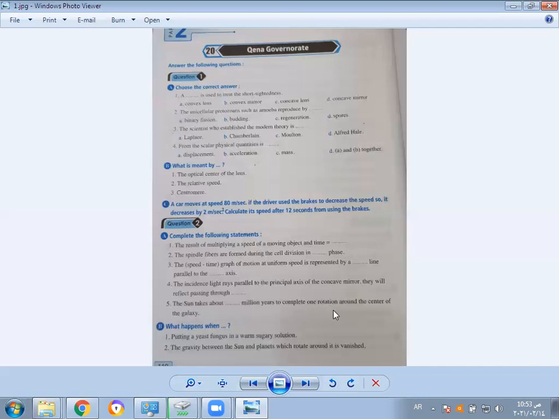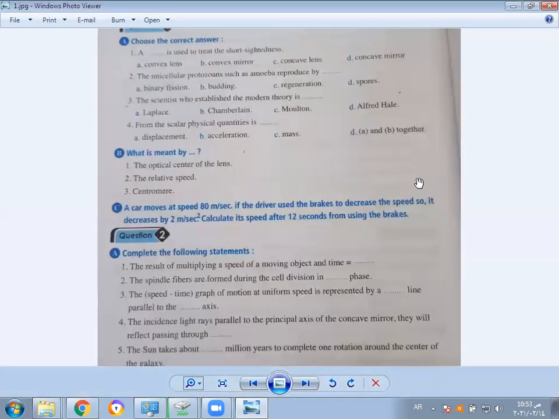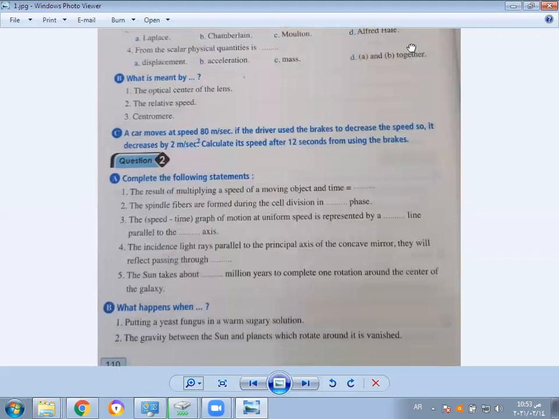Number B. What happened when? Number 1. Putting a yeast fungus in a warm sugary solution.